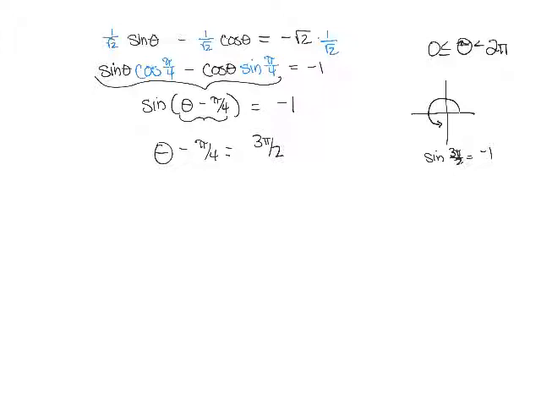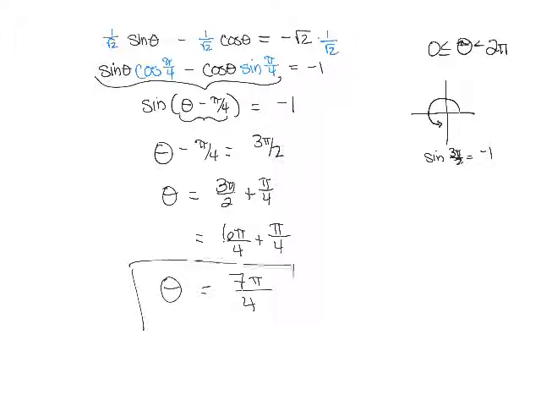So if I solve this for theta, by adding pi over 4 to each side, I get 3 pi over 2 plus pi over 4, which is really just 6 pi over 4 plus pi over 4, which is 7 pi over 4. So we were able to get our solution just by using a trick. And sometimes in math, tricks help you to solve something more efficiently. But if you don't recognize that you can do that, then you can always square both sides and solve it that way.